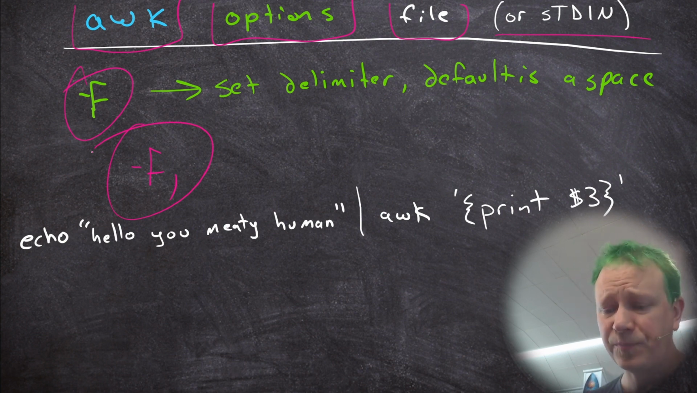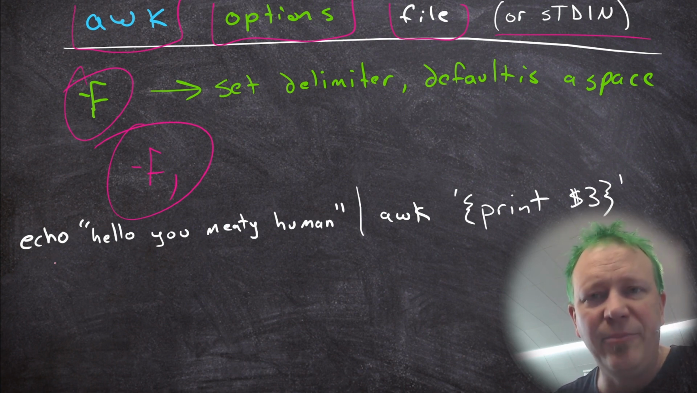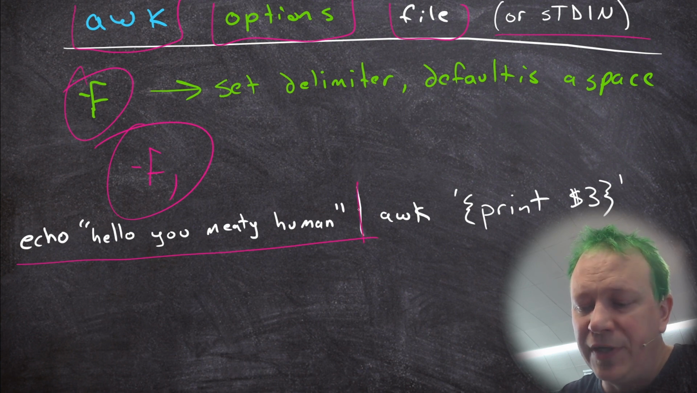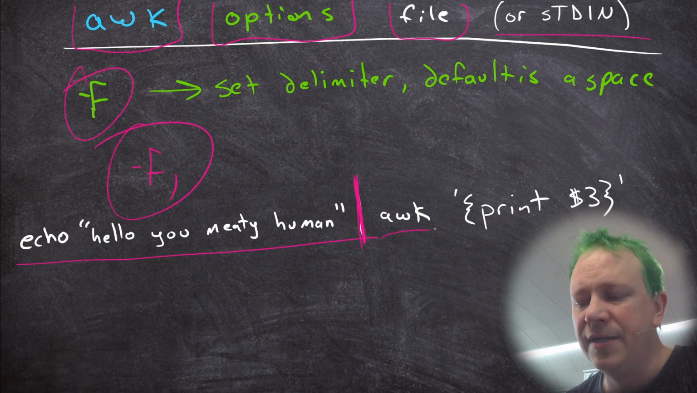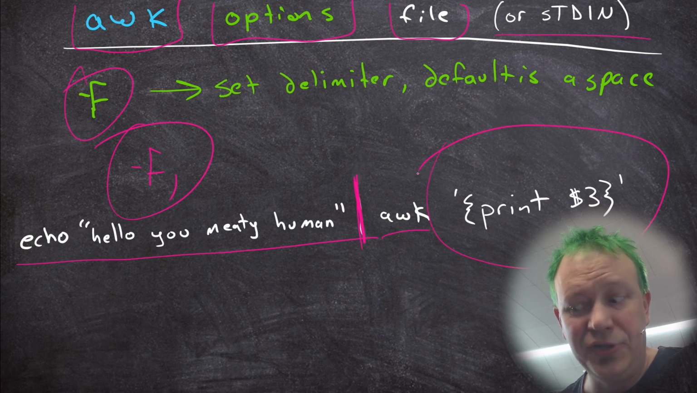And basically, this is the format. I'm going to use standard input instead of a file because I've been using files a lot. So echo, hello, you meaty human. I'm going to echo that to the screen. I'm going to pipe it to the awk command, and then awk is going to take that, and I'm going to tell it, I only want you to print the third field. So that's what this is.